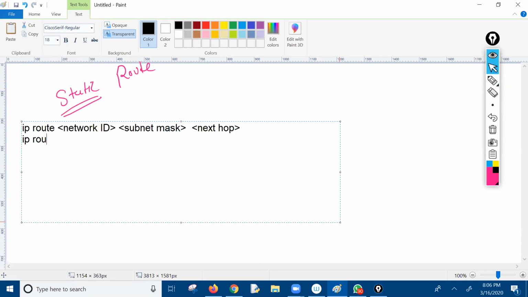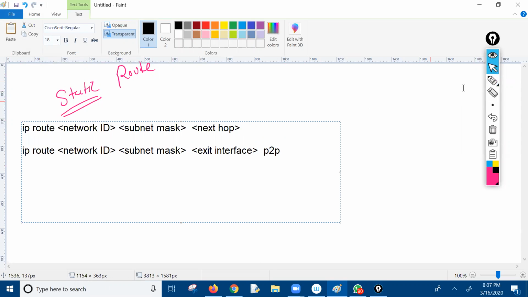And the other way is the IP route, then we have a network ID, and then we have the subnet mask information, and then we have an exit interface. So this command is only required for the point-to-point network, if you are running with a serial link, right? So what's the difference between this command and this command?